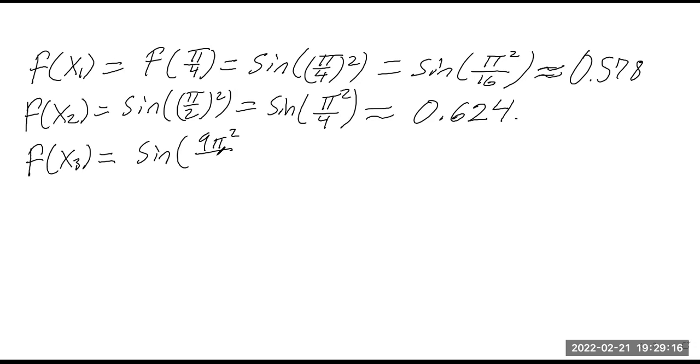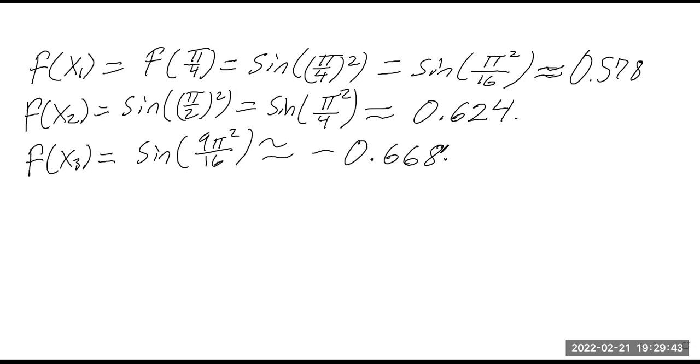Now, if we do a nice f at x3, we put in a 3 pi over 4, square it, and we get the following. Now we just plug it into our calculator. And we get that this is approximately negative 0.668.